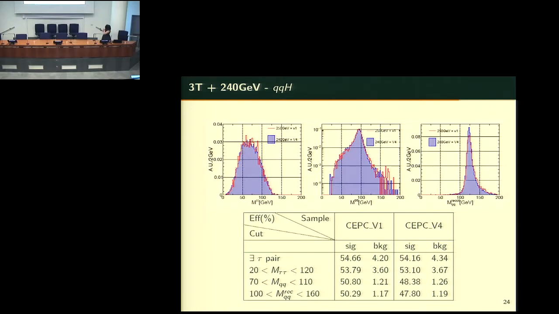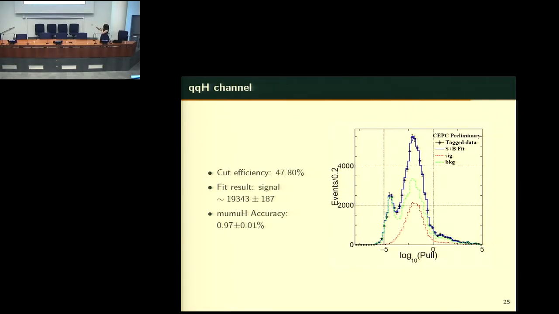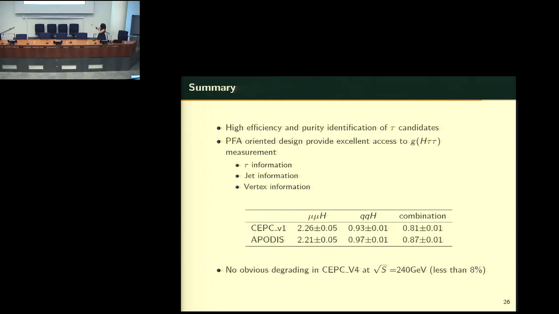Here the cuts are not optimized in this study, because we applied exactly the same cuts as in CPCV1. And here, I should apologize for this typo with QQ Higgs accuracy. This degrading is not only because of the signal statistic and the background statistic, but also the cut efficiency as shown in the previous slide.